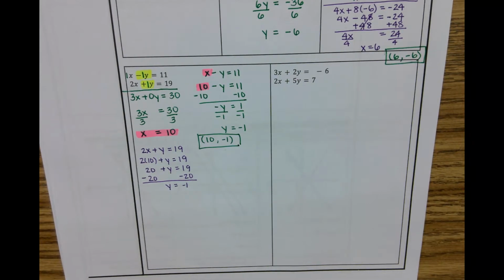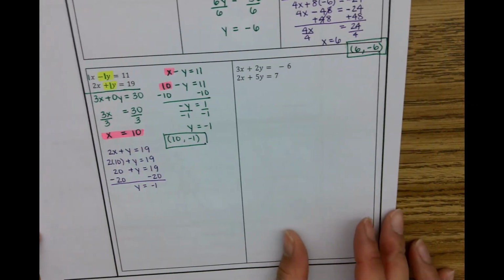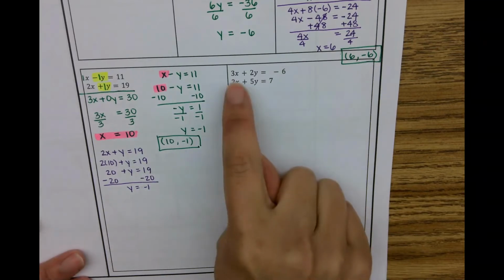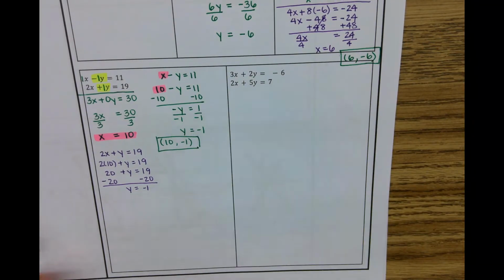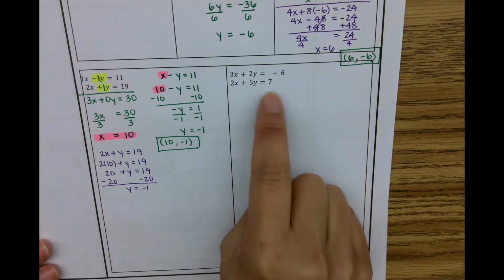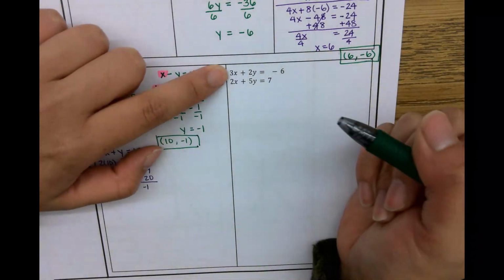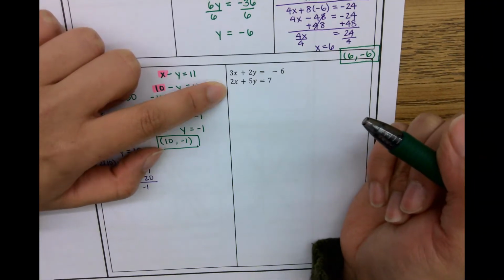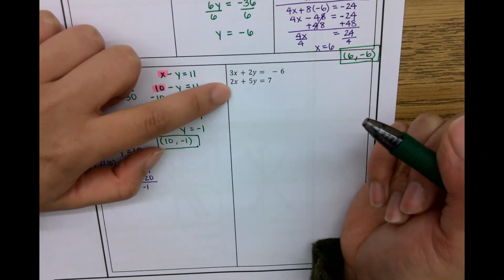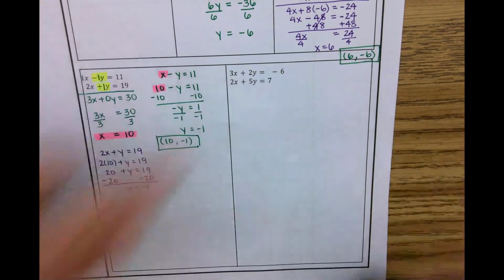So let's look at the next one here. I have 3x plus 2y equals negative 6. That's my first equation. And then the next one I have 2x plus 5y equals 7. If I compare 3 and 2, these are not the same, and then 2 and 5, they are not the same either.